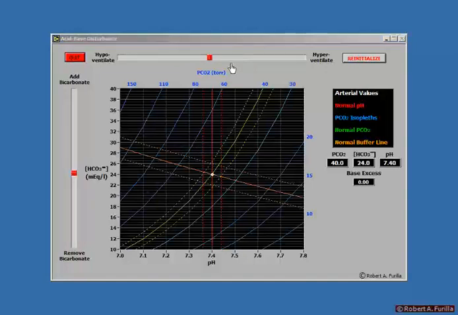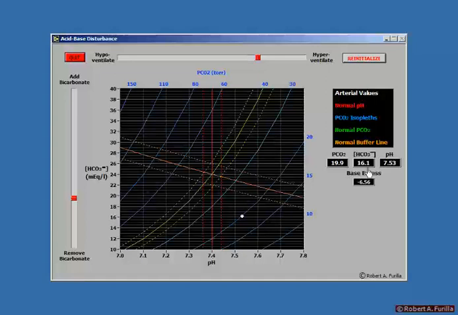Let's try a few more of these. Let's move the values here and here. And let's ask ourselves this question again. Is this an acidosis or an alkalosis? 7.53, clearly an alkalosis. Alkalosis caused by either low CO2 or high bicarbonate. The CO2 is low, therefore this is a respiratory alkalosis.